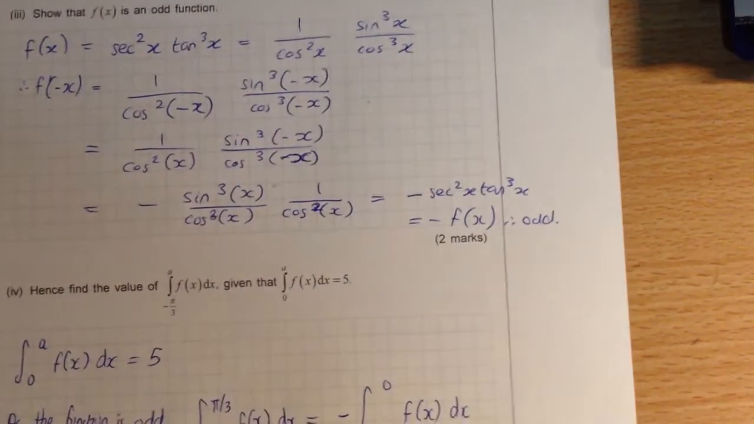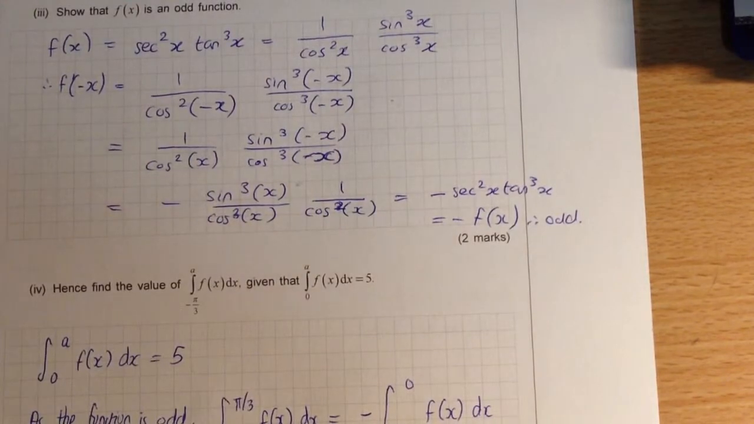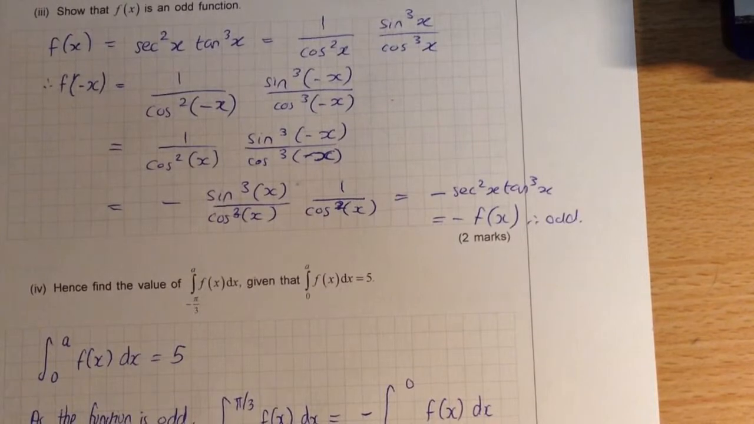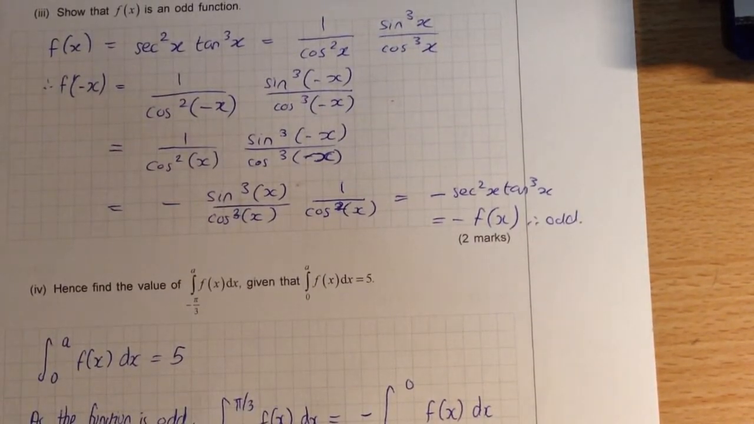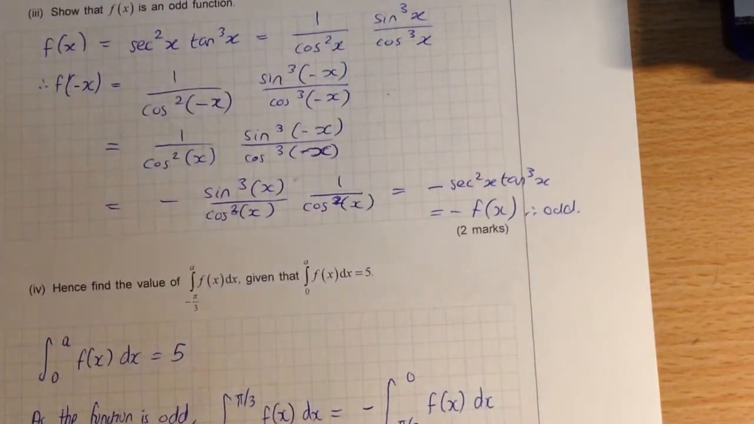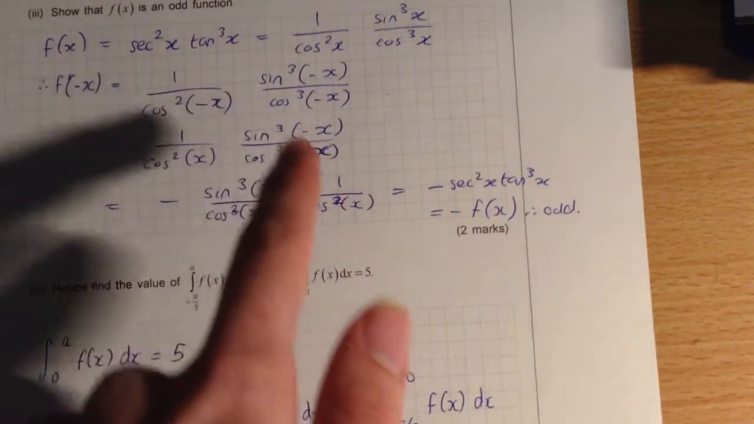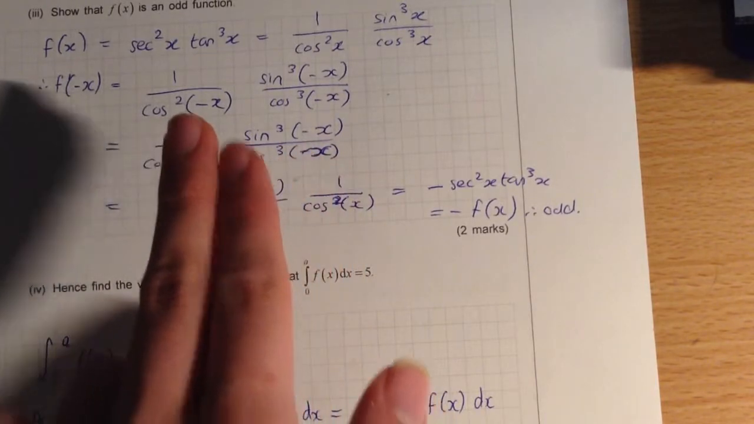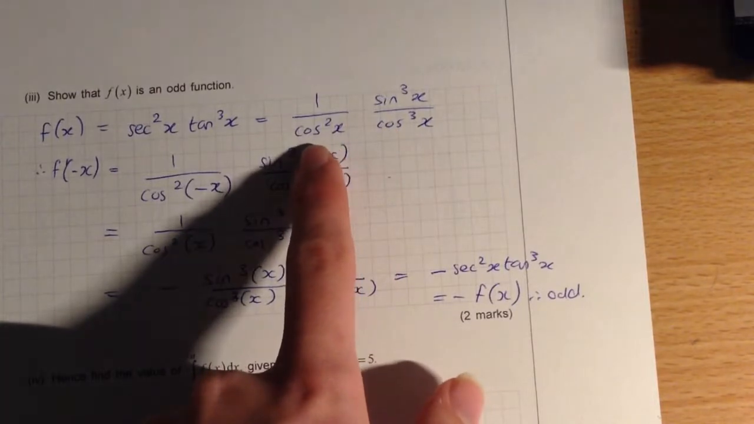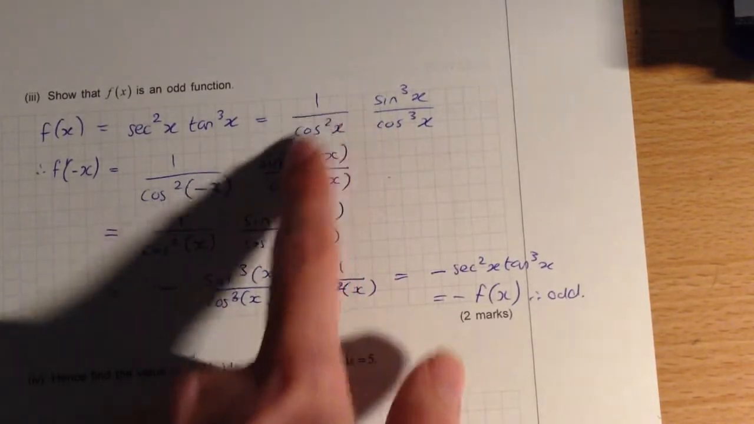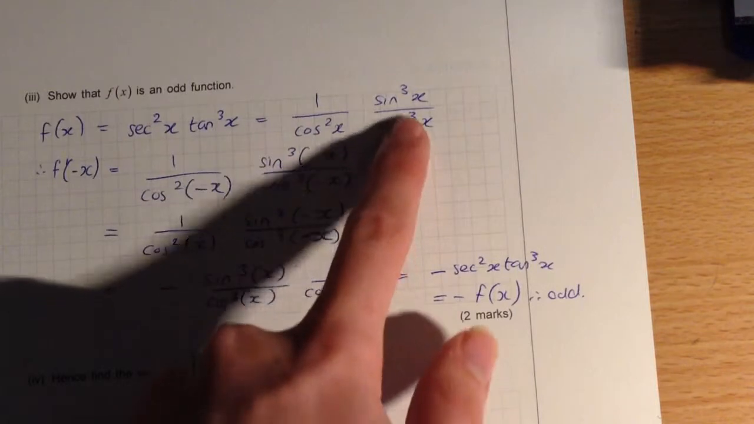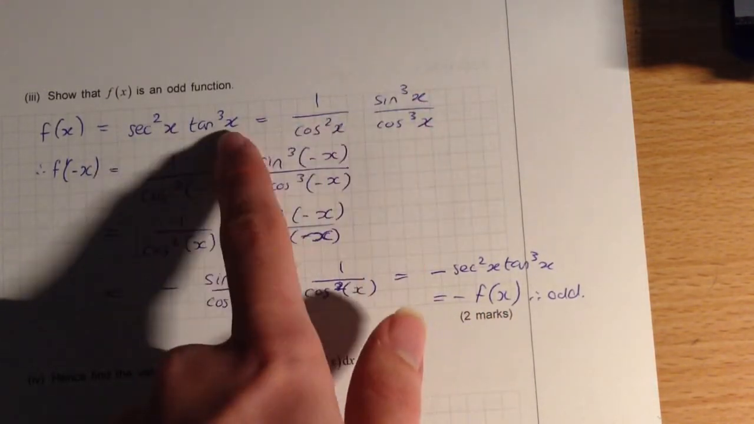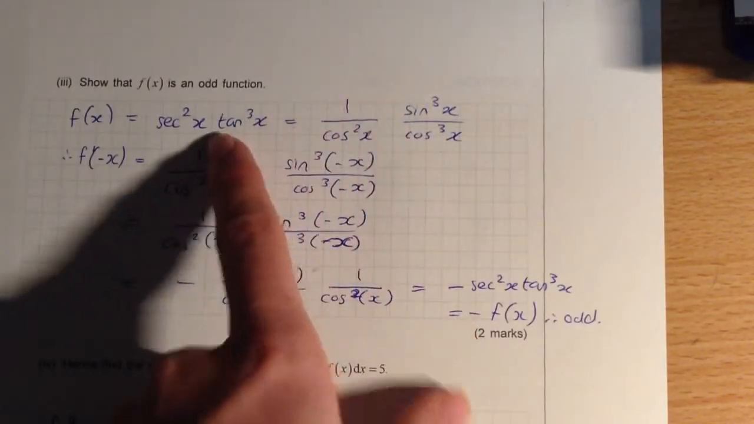Okay, so now we need to show that it is an odd function. In order to do this, we simply need to evaluate f of negative x. So wherever there's an x in the function, I've rewritten it out in terms of sine and cos, so we can see here that we have 1 on cos squared x for sec squared x, and sine cubed x on cos cubed x for the actual tan cubed x.